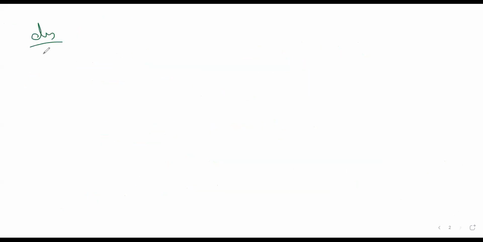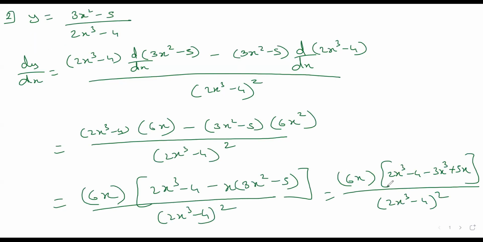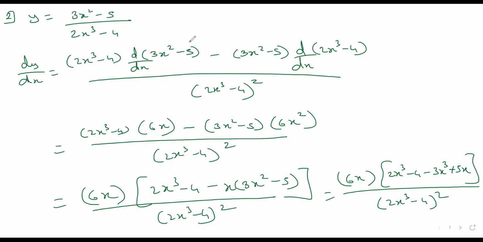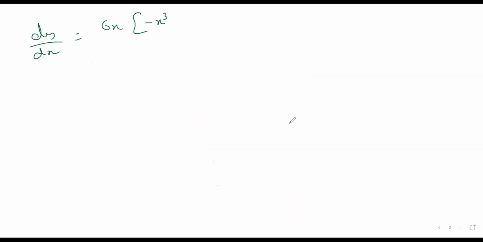Now your dy by dx will be 6x into 2x cube minus 3x cube is minus x cube plus 5x minus 4. Whole thing upon 2x cube minus 4 bracket square. This is your answer. Now this is as per the sum given in my textbook.